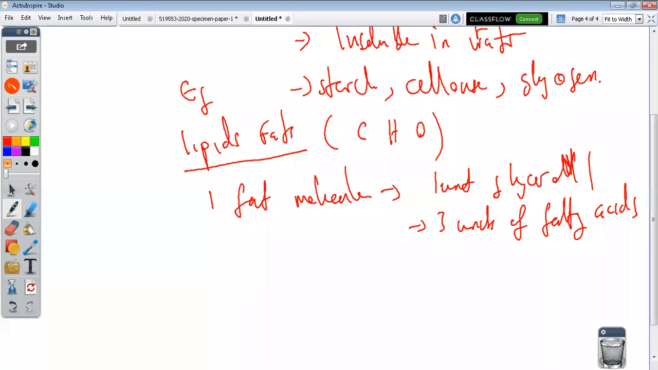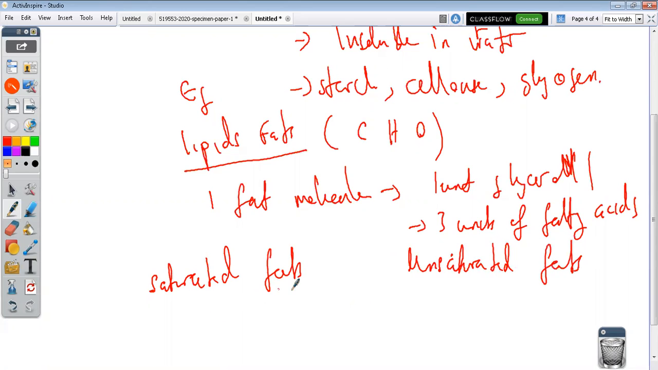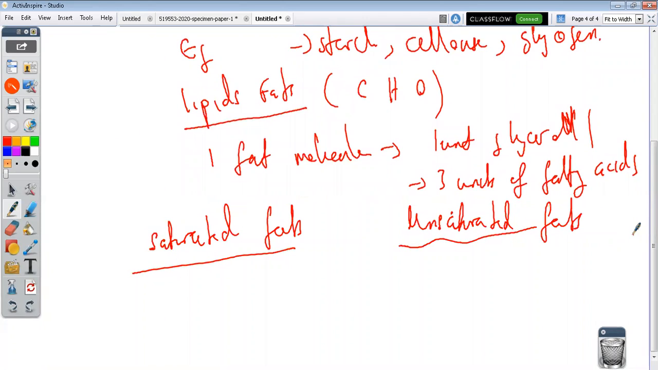Now, we have two types of fats. I'm sure you know that. We have saturated and unsaturated fats. What's the difference? Lila, what's the difference between saturated and unsaturated fats? Unsaturated fat is liquid at room temperature.